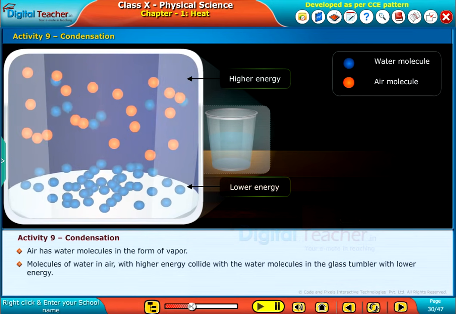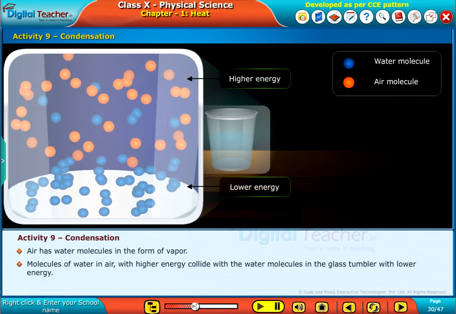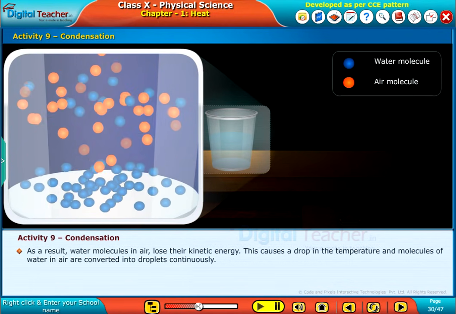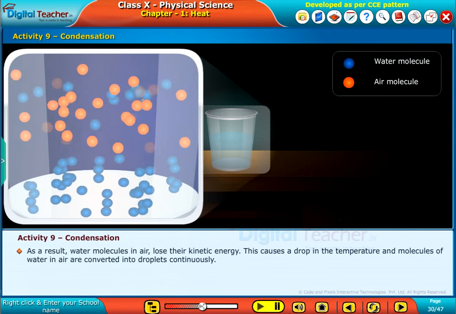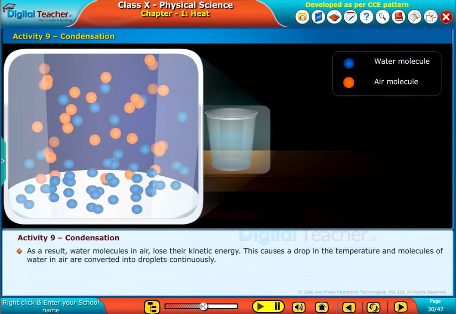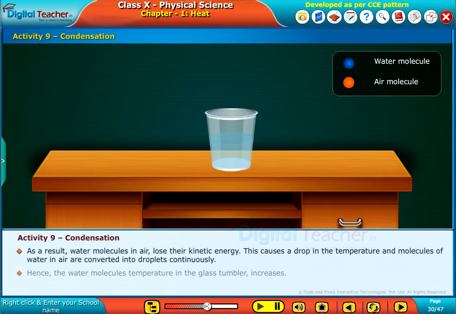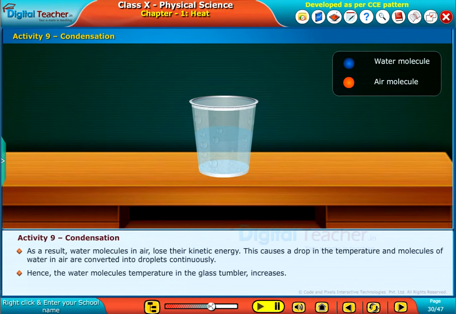Molecules of water in air with higher energy collide with the water molecules in the glass tumbler with lower energy. As a result, water molecules in air lose their kinetic energy. This causes a drop in the temperature, and molecules of water in air are converted into droplets continuously. Hence, the water molecules' temperature in the glass tumbler increases. This process is called condensation and is a warming process.